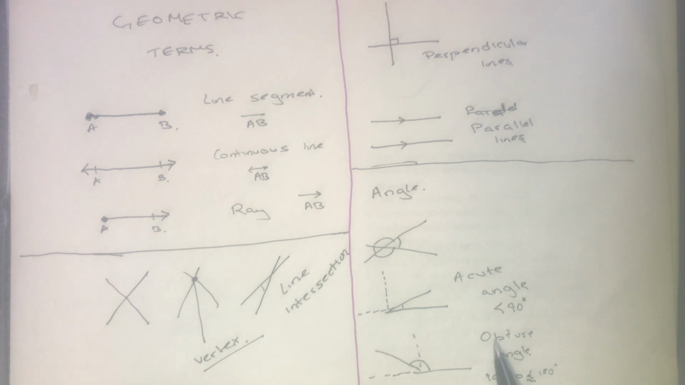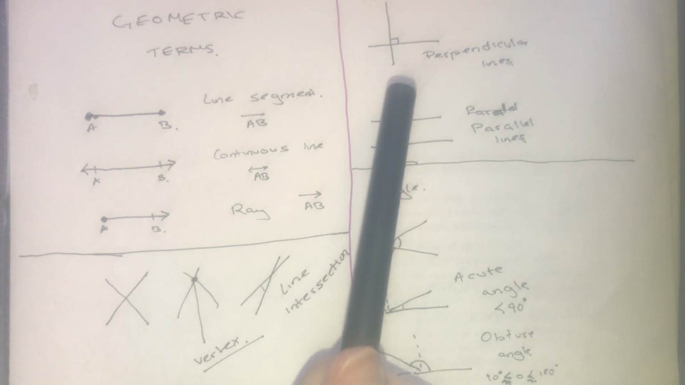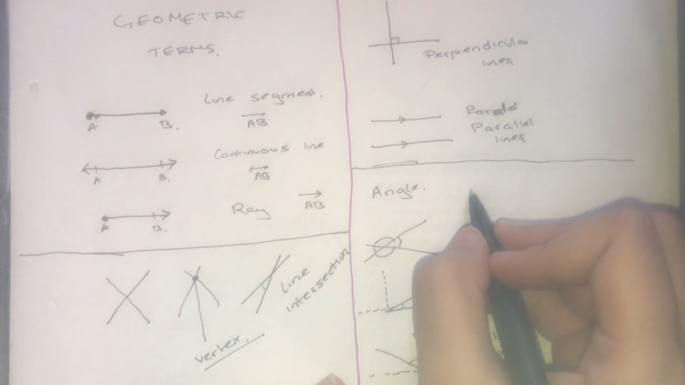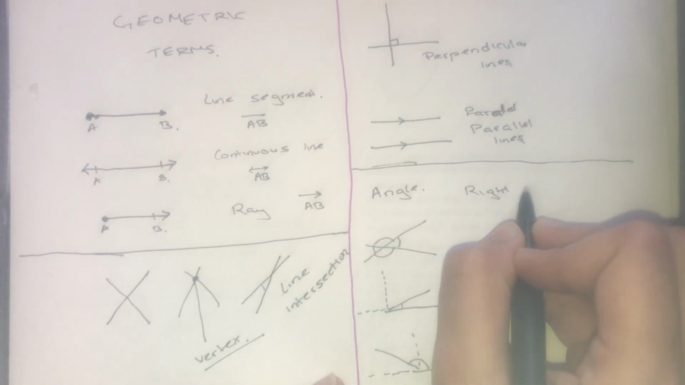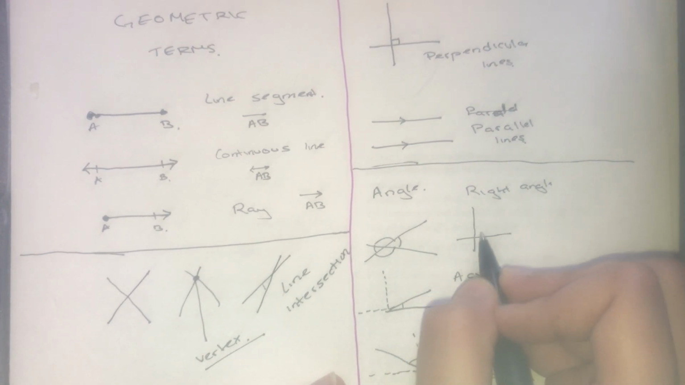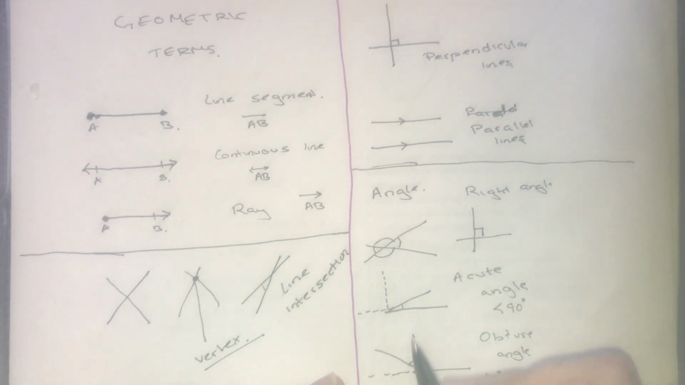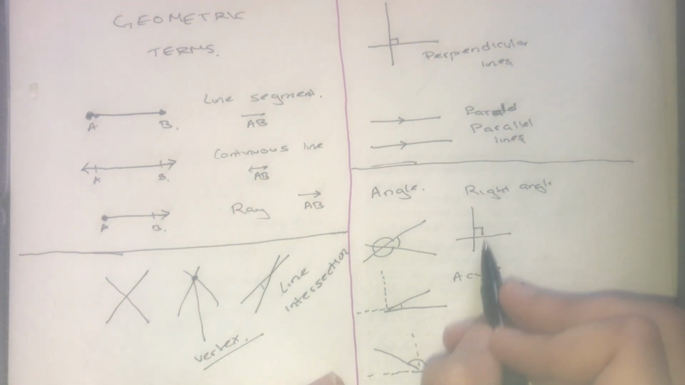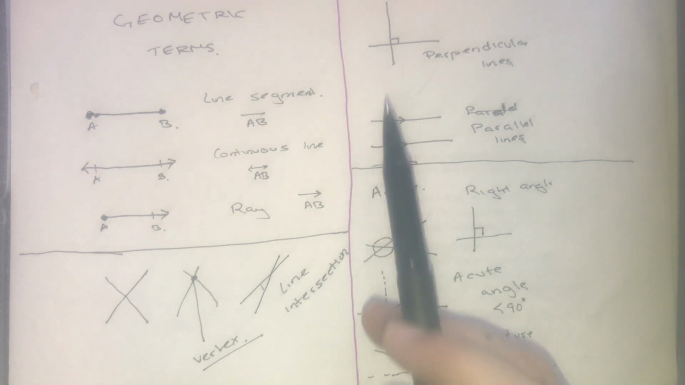Fine. And what if it's 90 degrees, the one here? Then it's called a right angle. A 90 degrees angle is denoted as a square. Instead of using a circle for the angle, you use a square, so that means 90 degrees. You must have seen it here.